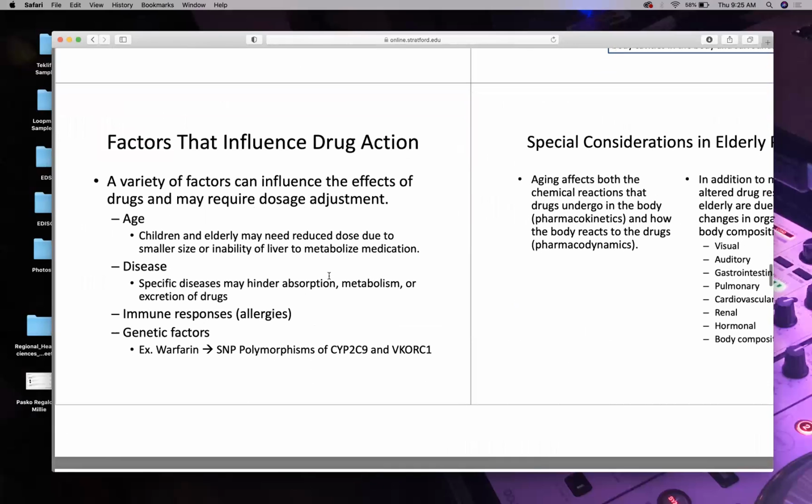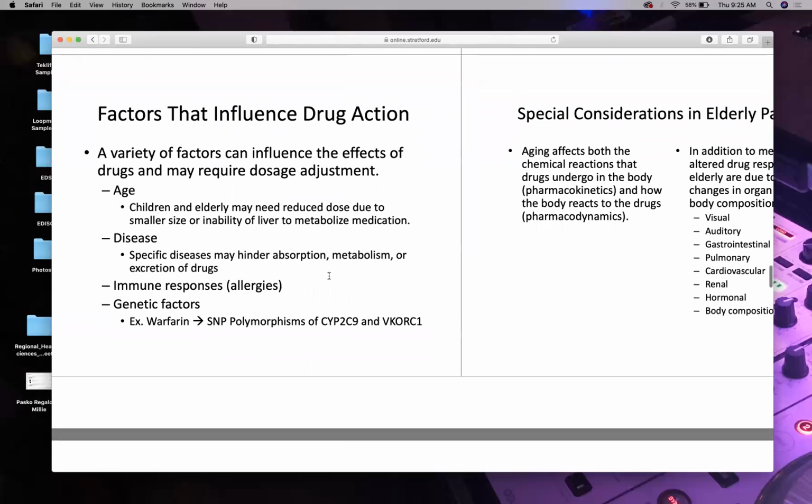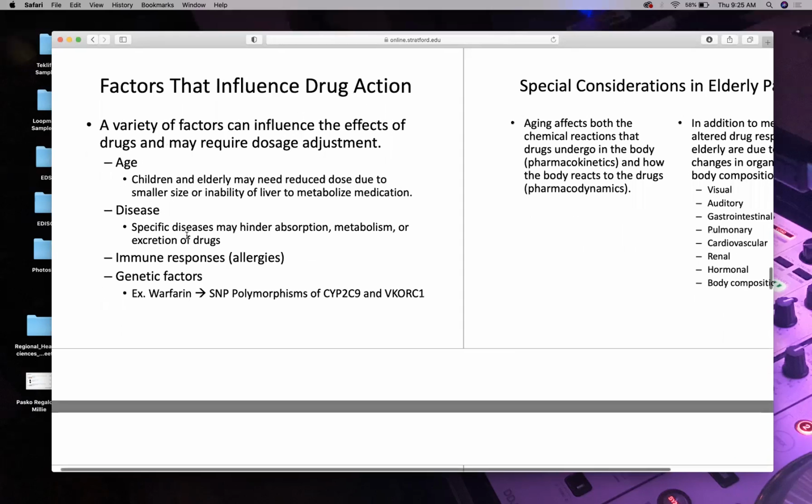So one of the factors that we already talked about is first pass effect. How is the digestive system of your patient? Other factors are, how old are they? Metabolism in children is very fast. Sometimes they metabolize and change the drug so fast that the drug doesn't have time to work. Elderly, the exact opposite. They don't metabolize the drug. It sits there forever and it's hard to remove. And that's a potential for an overdose.